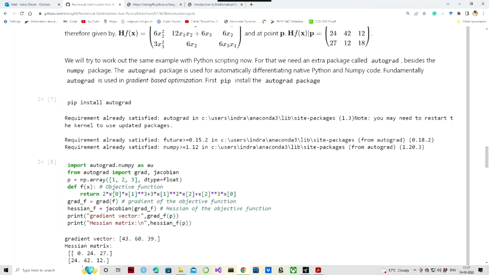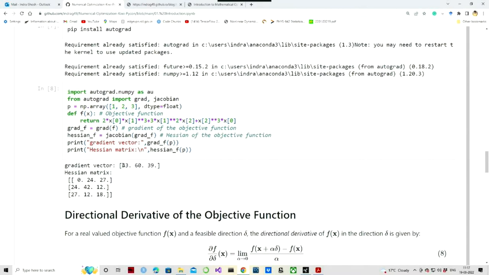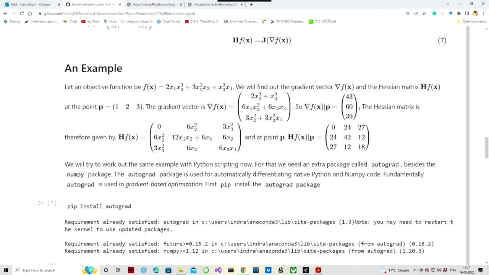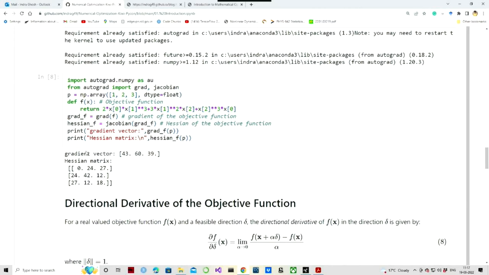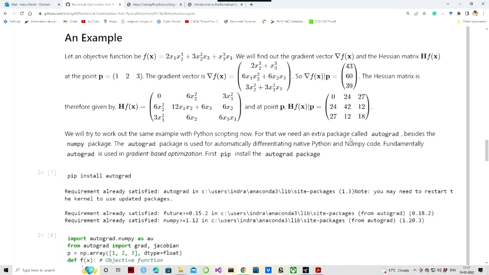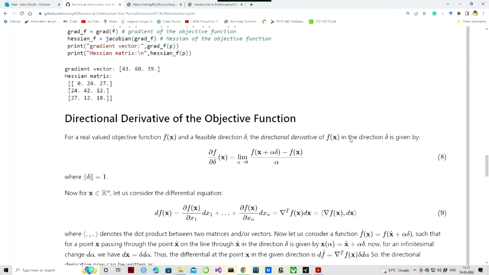Okay, so as you can see, the gradient vector is 43, 60, and 39, as we saw here, the analytical value. So it's working. It feels so good. And similarly, the Hessian matrix also gives this value, which is similar to the analytical value if you calculate by hand. I don't recommend doing that, but yeah.